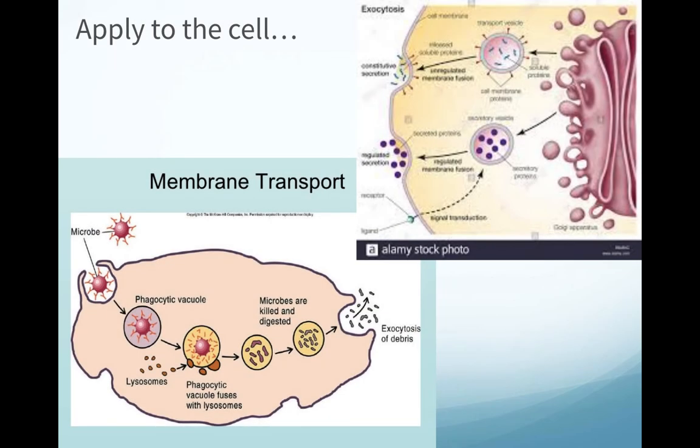And that applies to the cell in many different ways, but a major example is your white blood cells are there to kill bacteria. So the way they do it is actually to engulf that bacteria through endocytosis. And then that little vesicle merges with a lysosome that has digestive enzymes, breaks it down, kills the bacteria, and then it actually gets expelled through exocytosis. So that's just one example.